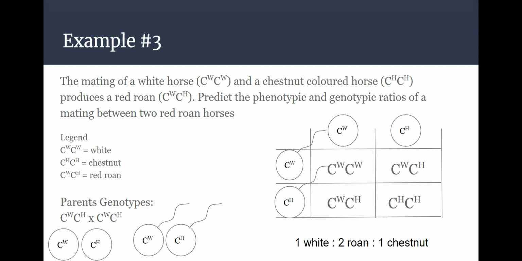We now have a 1 to 2 to 1 ratio because the only time you can get white is if there's two W's. If there is a W and an H, it is the intermediate or the blending of the red hair and the white hair all over the body, and that is roan. And then two H's would be chestnut. So that is an example. Those are examples of incomplete and codominant types of questions.